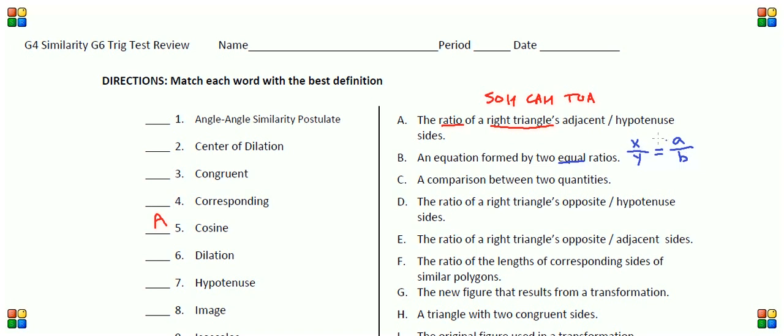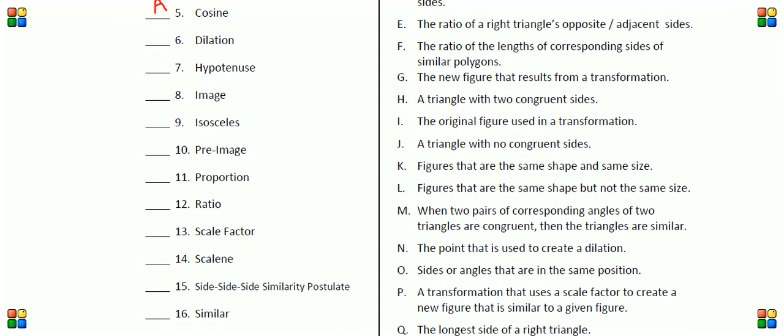And you can see here's an equation formed by two equal ratios. Well, you should be able to see that based on what we've learned in this unit. This is called a proportion. So this is a proportion. So let's take a look at our list. If I go down the list, and it's alphabetic on this one, proportion is number 11. That is going to be letter B.